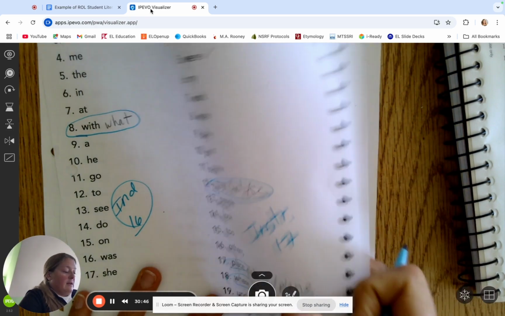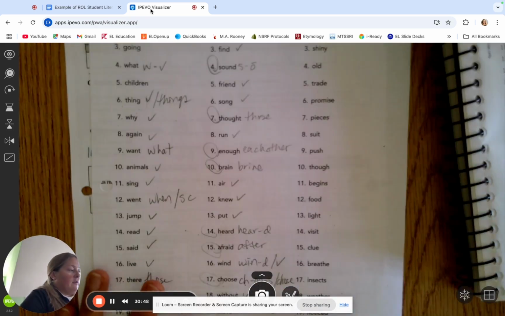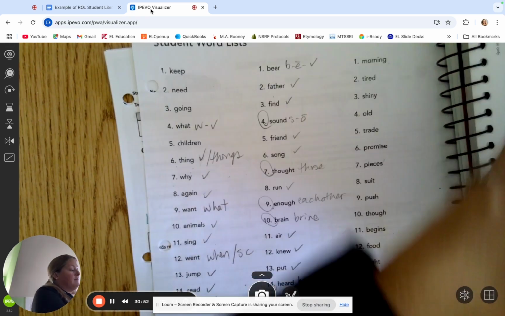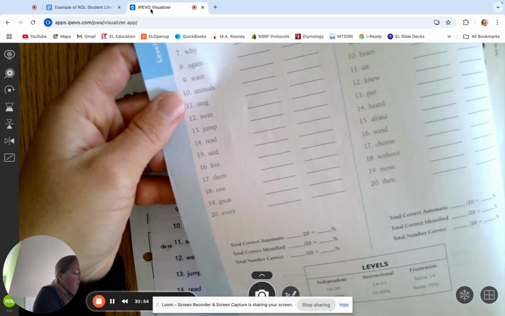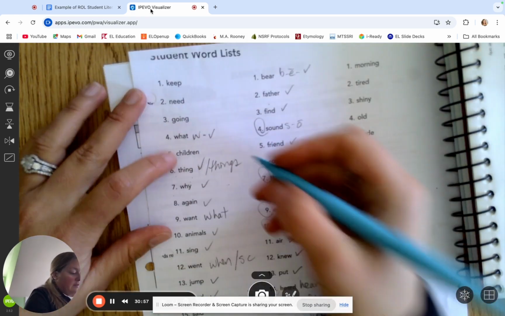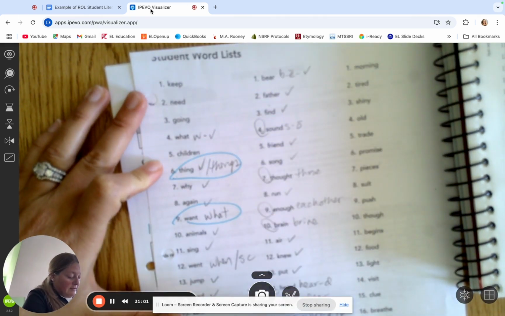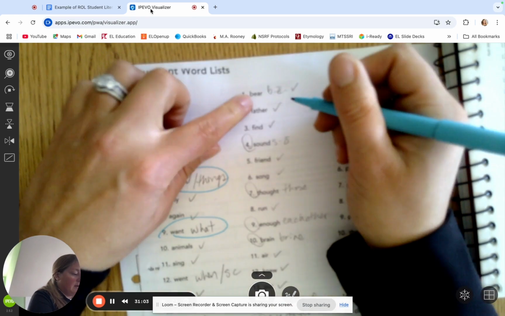But I like to go until you see the frustration level. So I kept going. Okay, so this is 1, 2, 3. So we have 17. So that's still the instructional level here.